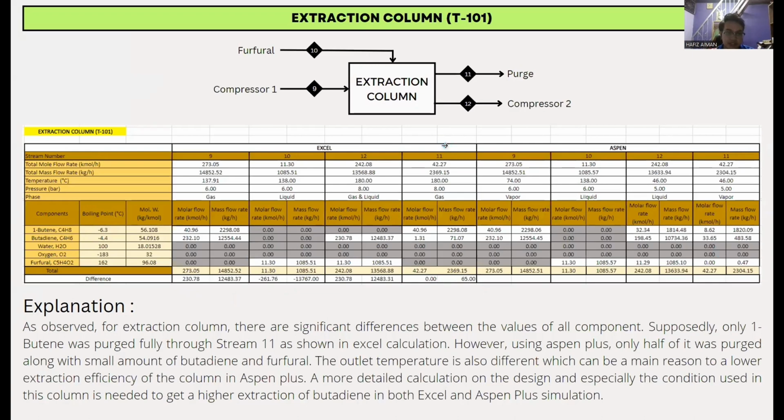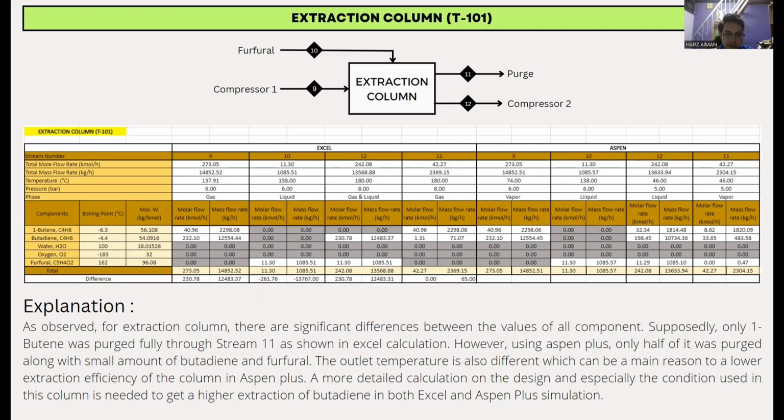Next, moving into the extraction column. For the extraction column, there are significant differences between the values of all components. Supposedly, only butane was pushed fully through stream 11 as shown in the Excel calculation. However, using Aspen Plus, only half of it was pushed along with a small amount of butadiene and furfural.